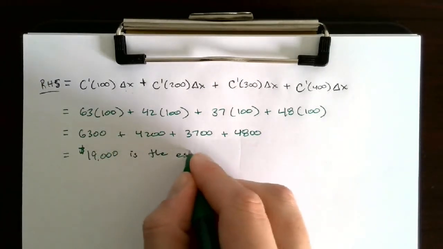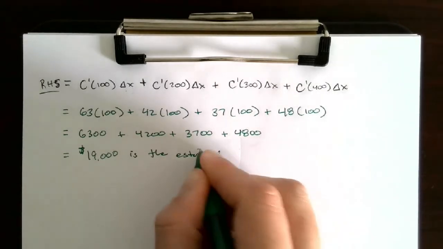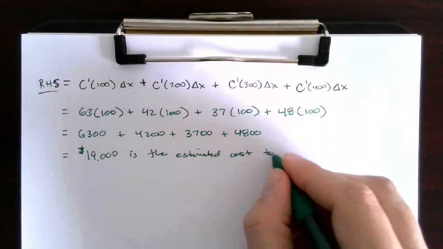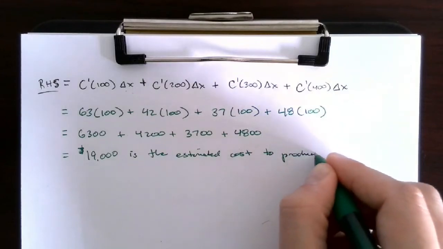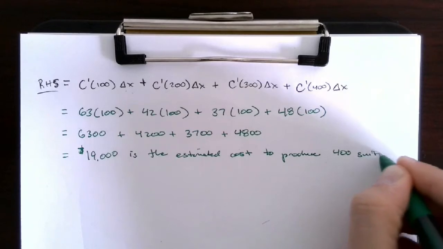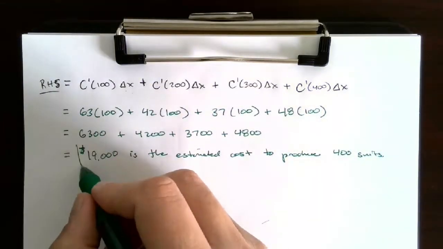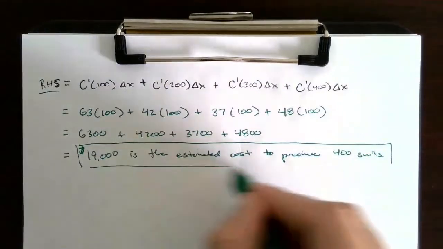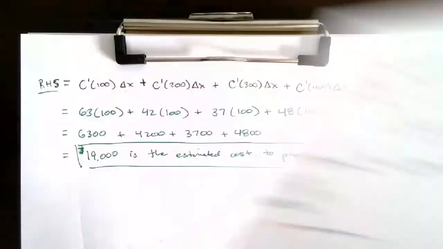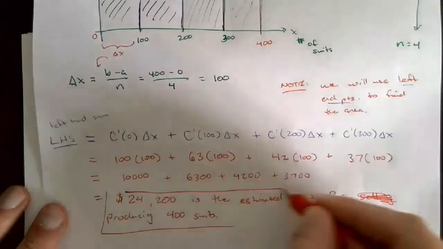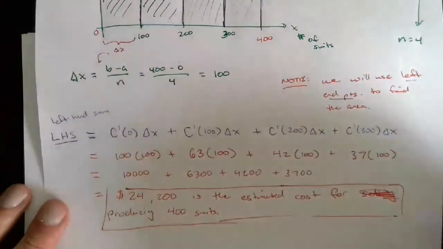is the estimated cost to produce 400 suits. Now, we found this here using right endpoints. We found this here, 24,200, using the left endpoints. You know, which one's correct?